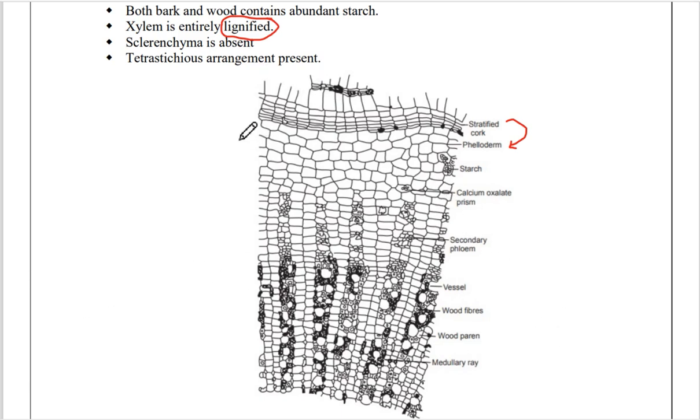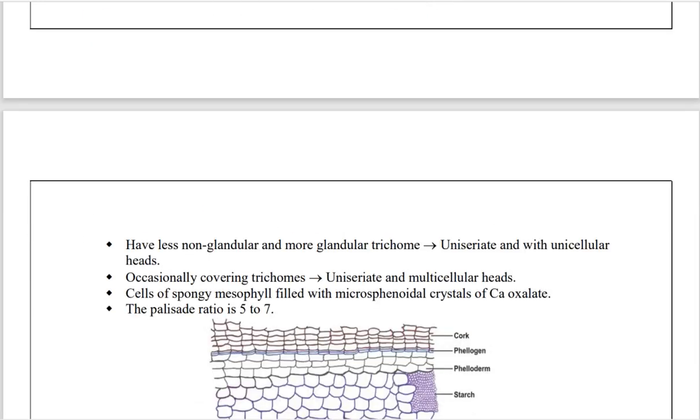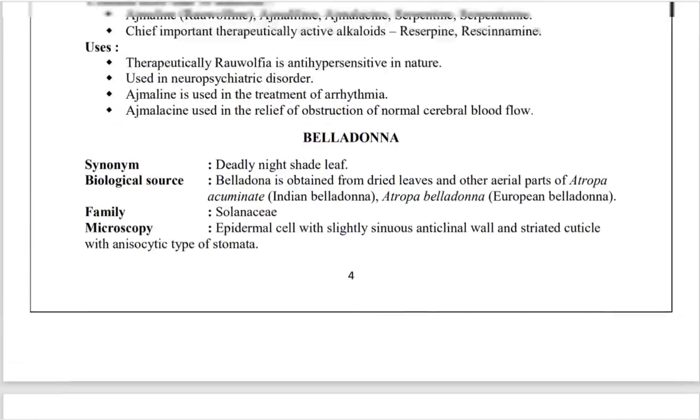You can see there is a stratified cork with the phelloderm, and a presence of starch, abundant starch in the bark and wood. Then the xylem is entirely lignified here. Then it has secondary fibers, and the medullary rays are present. You can see the wood fibers and wood parenchyma. You can just show the schematic representation of your Rauwolfia serpentina.